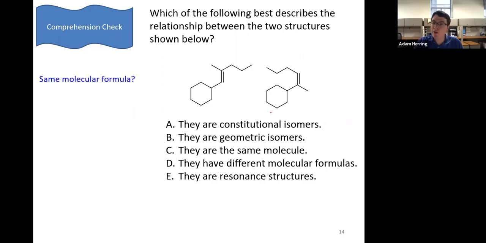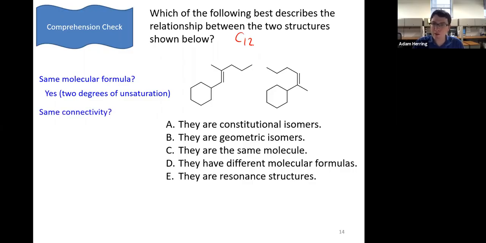Do they have the same molecular formula? They do. Count up the number of carbon atoms. We see that we have 6 in the ring, 7, 8, 9, 10, 11, 12. They're both C12 with the same degrees of unsaturation, so they have the same molecular formula.